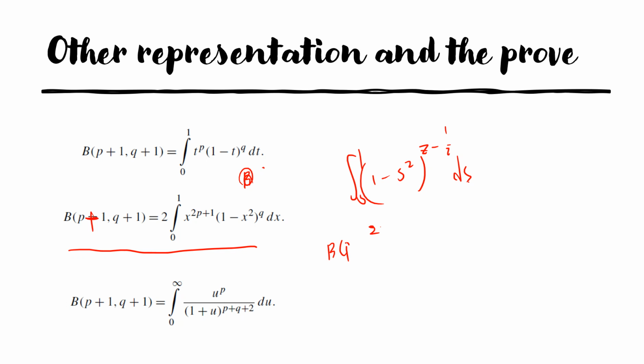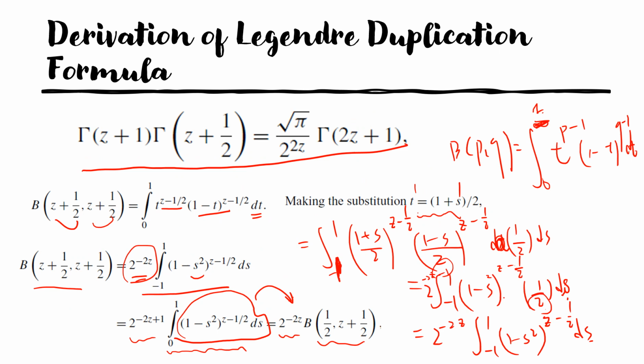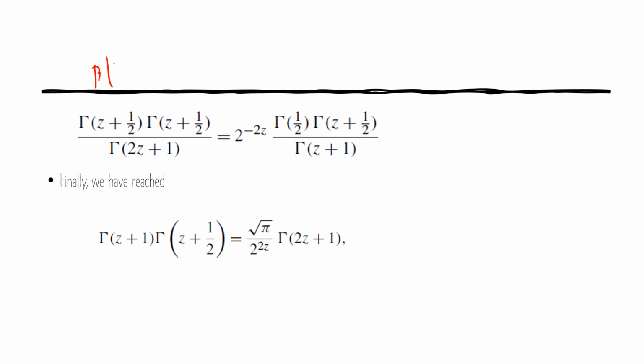So B(p+1, q+1). If we let 2p plus 1 equal 0, p is a half. So this is B of a half, and the q is just z minus half. But this is q plus 1, so it's z, and then there's a 2 here. So we get this. That means we have this. Let me just write down: half equals 2 to the negative z, B of a half.